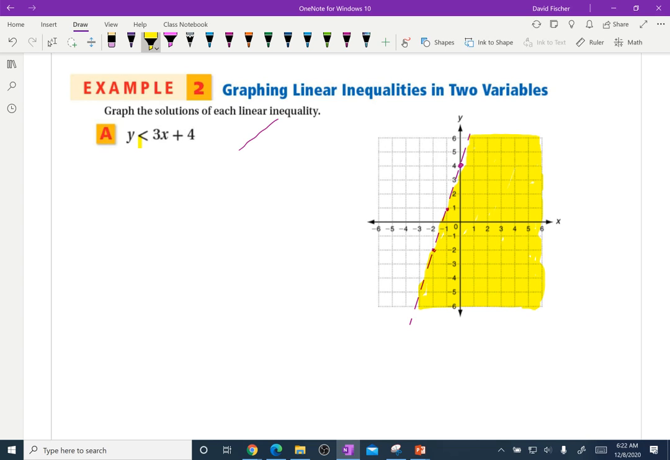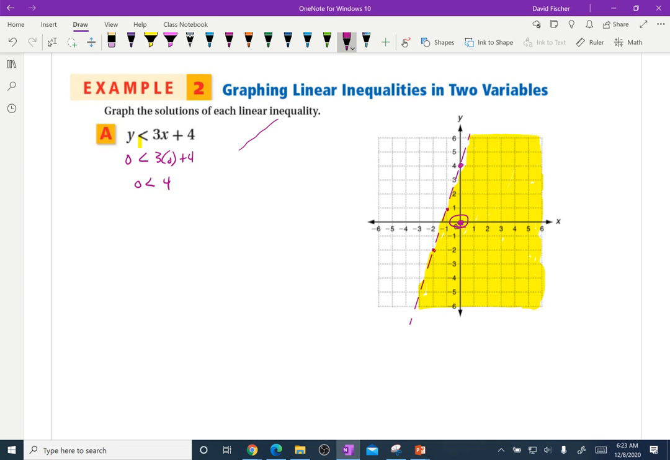So, there's mine all shaded in. Now, if I want to make sure that I shaded in the right side, I always pick 0, 0 because that's an easy one to check. If I put 0 in, which my 0 would be y, is less than 3 times 0 plus 4, well, is 0 less than 4? That's a true statement. So this dot right here is in my shaded area, so I have the correct side shaded in.